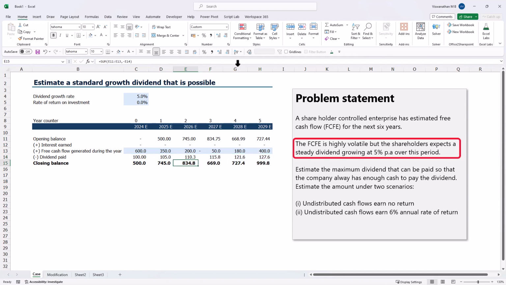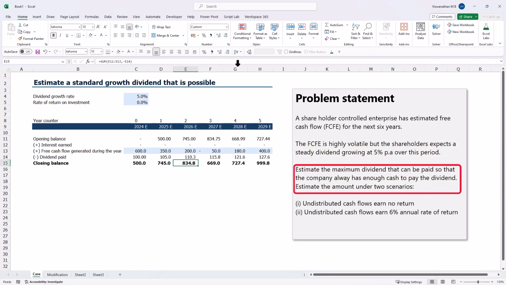The idea here is to estimate the maximum dividend that we can pay in year one so that the company never runs out of money. When we pay 100, we notice that the company is left with a lot of money in later years. That means we are paying too little a dividend. But if I were to pay 300 in the first year, the company would run out of money in 2027 and 2028, because they would not have that much cash left to pay the dividend. So what's the ideal amount of dividend that we can pay?